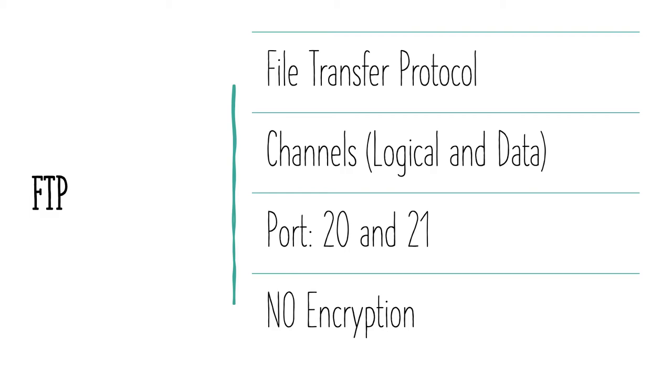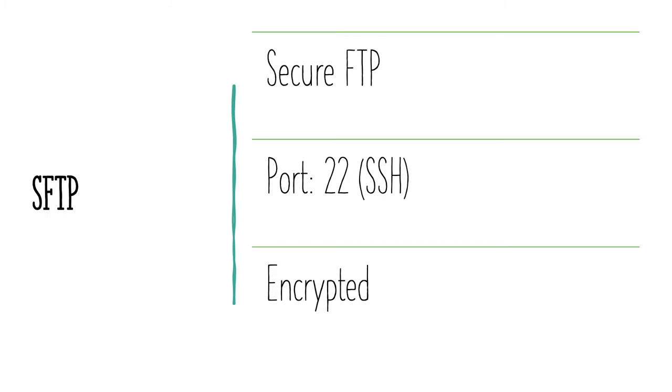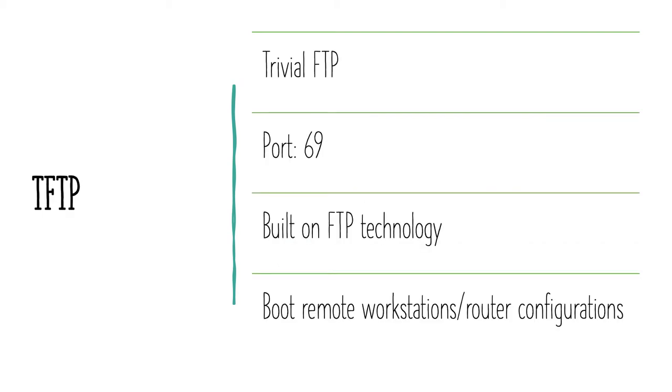So what do we do to transfer data securely? To ensure secure transfer of data, we would use Secure File Transfer Protocol, or SFTP. You guessed it right, it uses port 22. There's also TFTP, or Trivial File Transfer Protocol, which uses port 69. It sounds similar and builds on FTP technology, but works differently. We use TFTP to boot remote workstations such as diskless stations, or we use it to back up router configuration files and many more use cases.